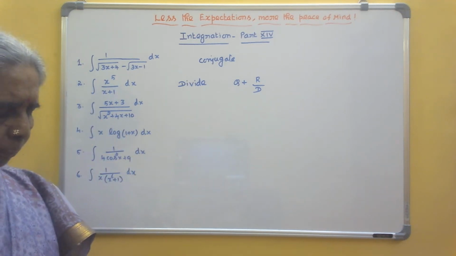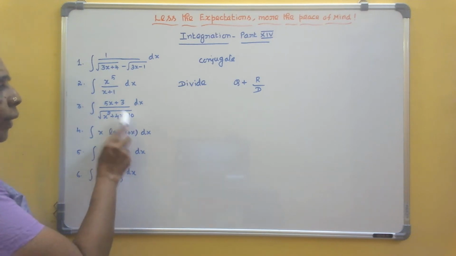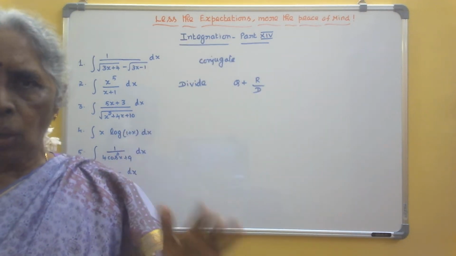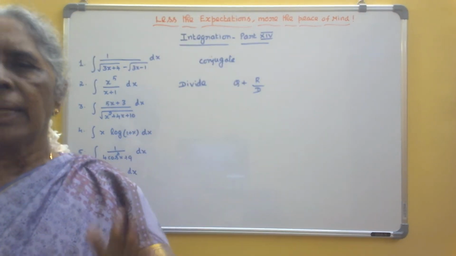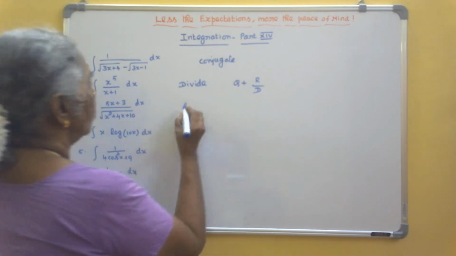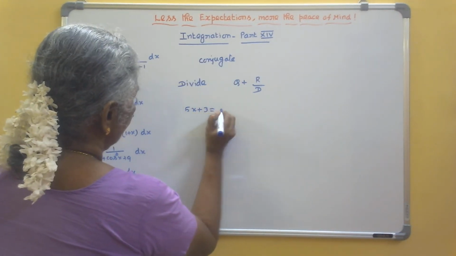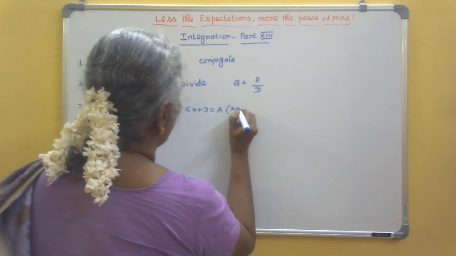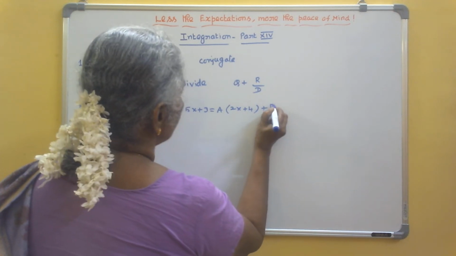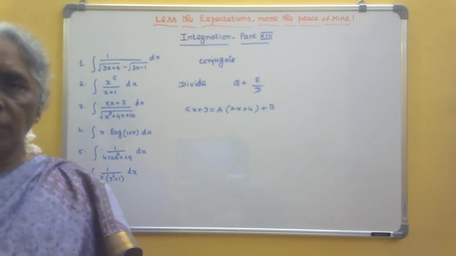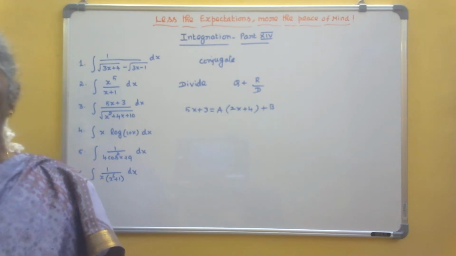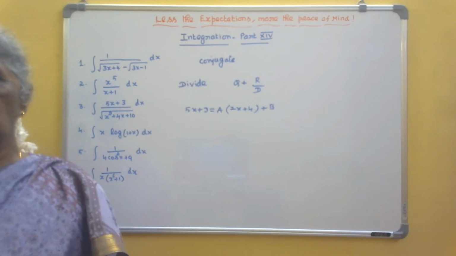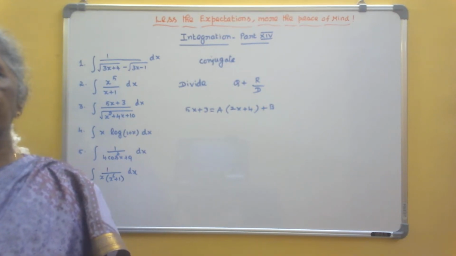Come to the next one. Integral 5x plus 3 by root x squared plus 4x plus 10 dx. What is the numerator? It is a linear. The denominator is a root quadratic. Immediately the concept is the numerator is equal to a into differentiation of that quadratic, that is 2x plus 4, plus b. Then you will equate the coefficients and you will get the values of a and b and then split it into 2 integrals, and one integral will be substitution, the other one will be completing the square method.